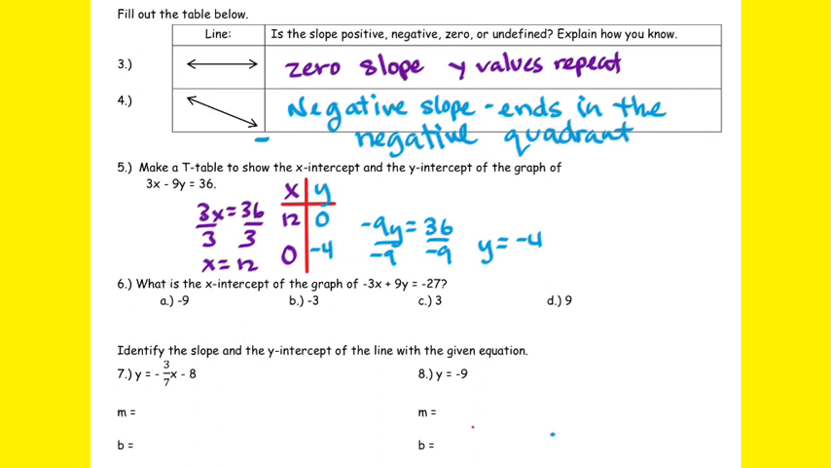Number 6 asks you to find the x-intercept. That means that y is 0, so it goes away. So let's have negative 3x equals negative 27. Divide and solve and get x is 9.